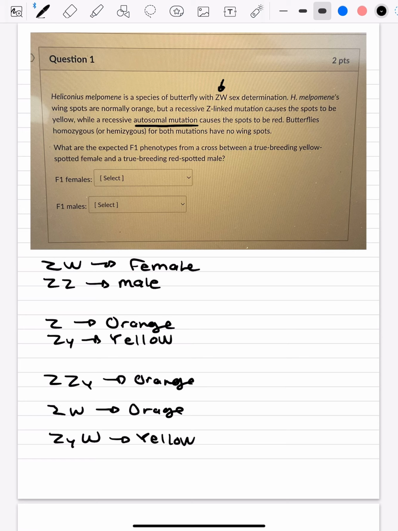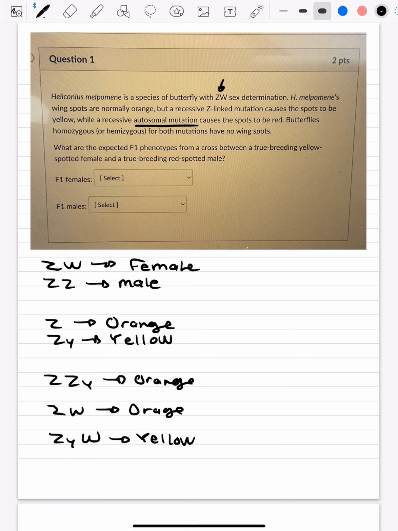So let's say we have big R and little r. Oh no, big R produces no pigment, whereas little r is going to produce red spots. And again, since this is an autosomal mutation, it's not going to be located on either a Z or a W chromosome, because those are sex chromosomes.